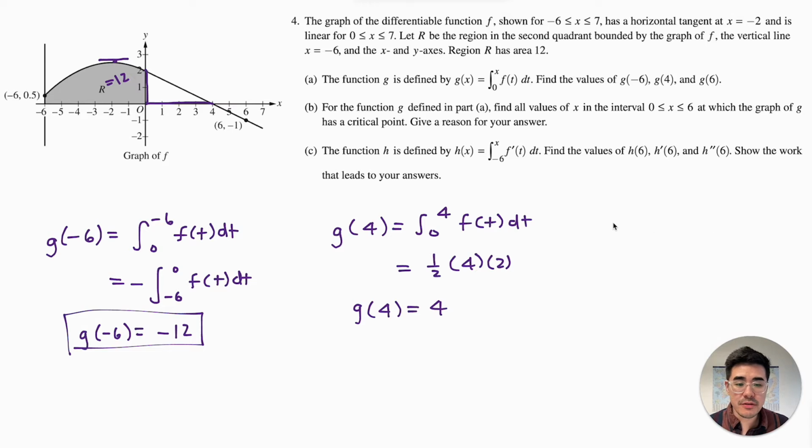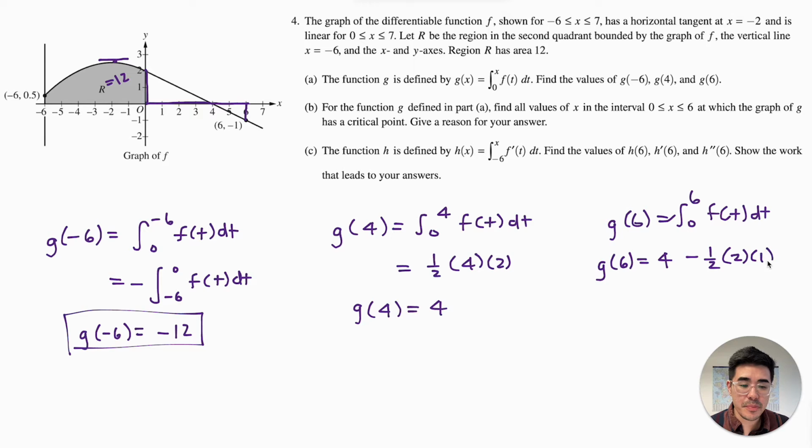And then finally for g of 6, I'm going to rewrite this because I like to showcase my work. I want to take the whole area from here to here. This is another triangle, but because it's below the x-axis, I'm going to need to subtract that area. So it's going to be this 4 from this part, and then minus 1/2 times 2 times 1. So this is going to equal 4 minus 1. So g of 6 is equal to 3.